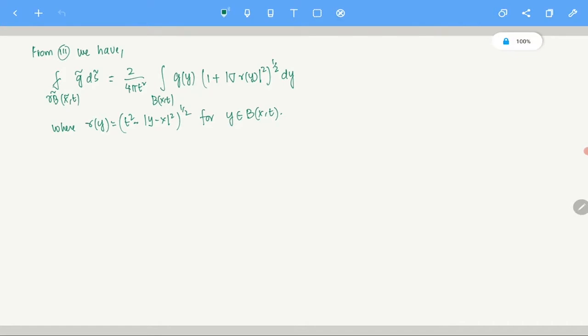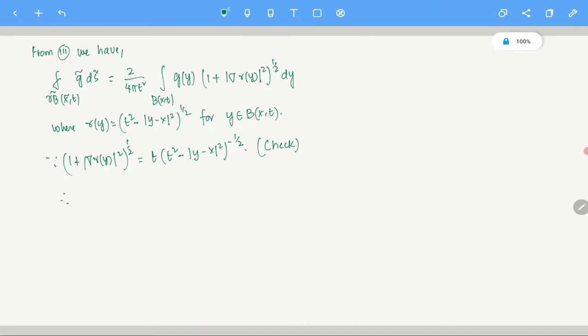Now you see, 1 plus gradient gamma y, the square of that, whole power half, if you calculate it, it is t times t square minus y minus x square, whole power minus half. Clear? Of course you can check this part, but there is nothing to check. This is just a calculation. Nothing much is there.